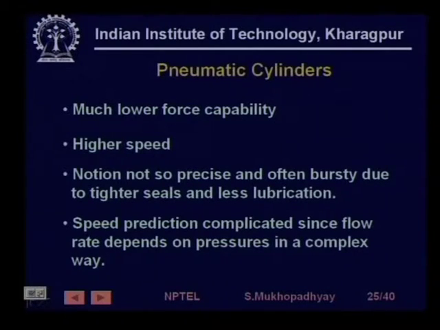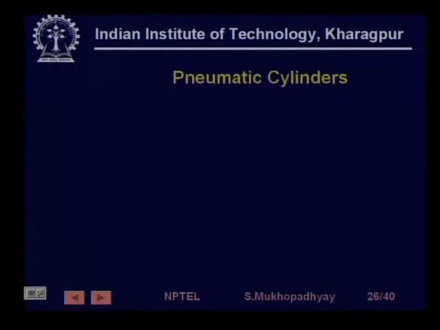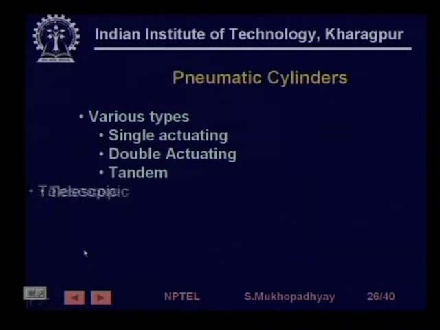Similarly, speed prediction is also complicated because they are actually complicated functions of pressure, temperature, etc., because we are talking about a gas here. So, there is a lot of compressibility issues. So, the speed can vary a lot, and therefore, that is another reason why precise motion control may not be possible. So, in such cases one uses pneumatic cylinders, and they can be of various types.